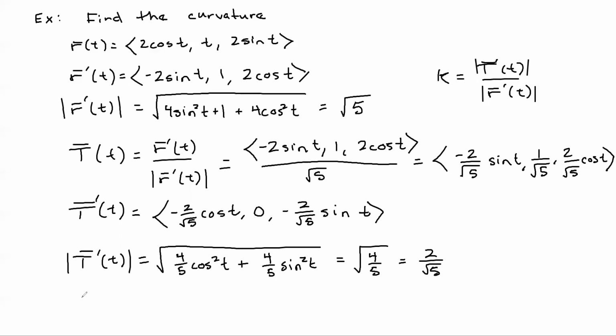And then once you've done all of that, you can go through and calculate the curvature. And it's going to be the length of t prime over the length of r prime. So the length of t prime is 2 over root 5. And the length of r prime is root 5. And you flip and multiply, and you get 2/5. So a bit anticlimactic there at the end. All the heavy lifting was done in these previous steps, but that's the curvature.